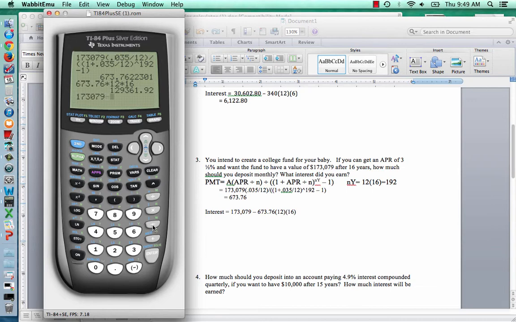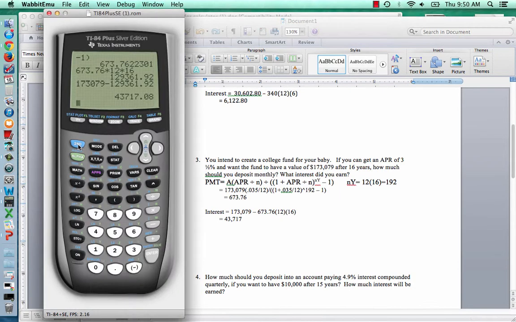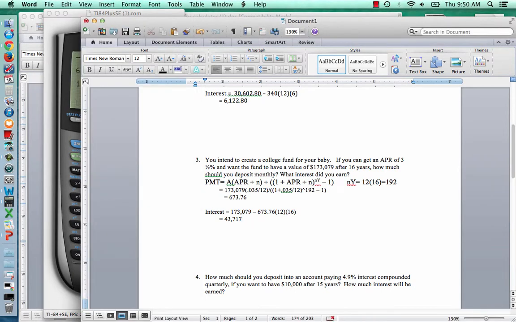So I need to do the $173,079 minus the $129,361.92, because that's all the money I put down, and it grew to this amount, so the interest would be $43,717.08. So $43,717, how many cents again? 8 cents. So over 16 years we made $43,000 in interest by making monthly payments of $673.76.